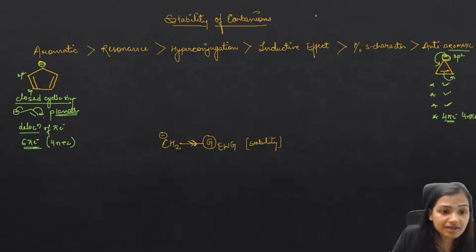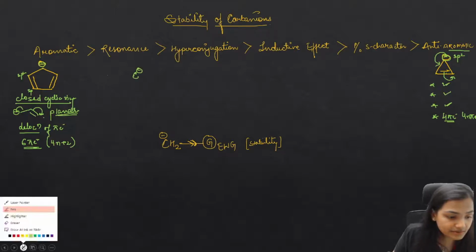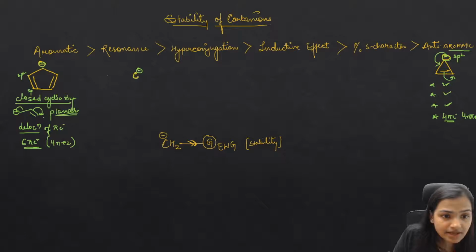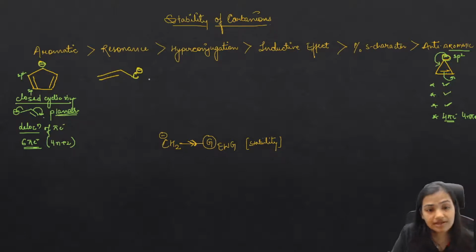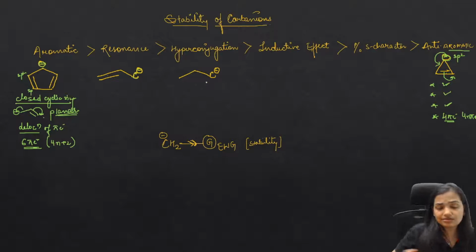So if you will be having two examples, let's say here I am having an example of a carbanion. This is my carbanion, and here this carbanion is in resonance with this pi bond. And here I do have a carbanion, and here this carbanion is not in resonance. Okay, so these are the two examples. So which factor is applying there?